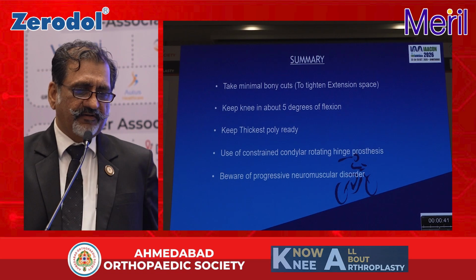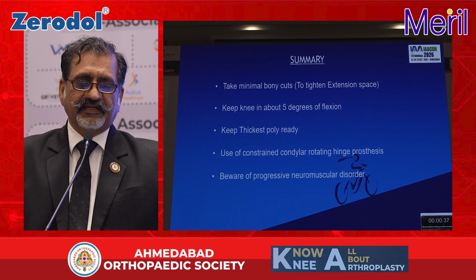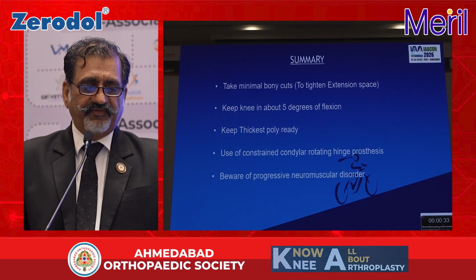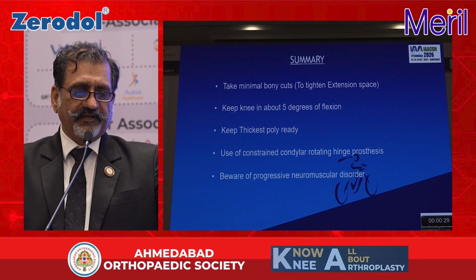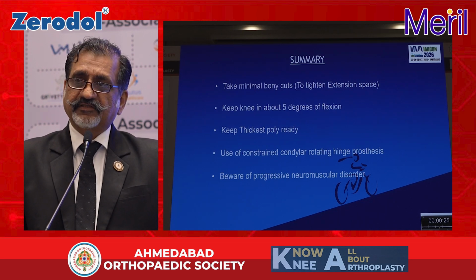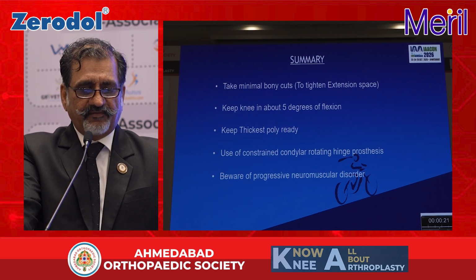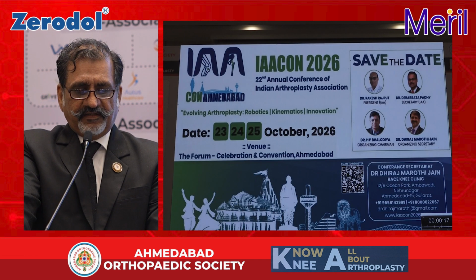To summarize my talk: take minimal bony cuts to tighten the extension gap. Keep the knee in about 5 degrees of flexion. Always keep a thicker poly ready. Use a constrained condylar prosthesis whenever you feel the collaterals are compromised. Beware of progressive neurological disorders.